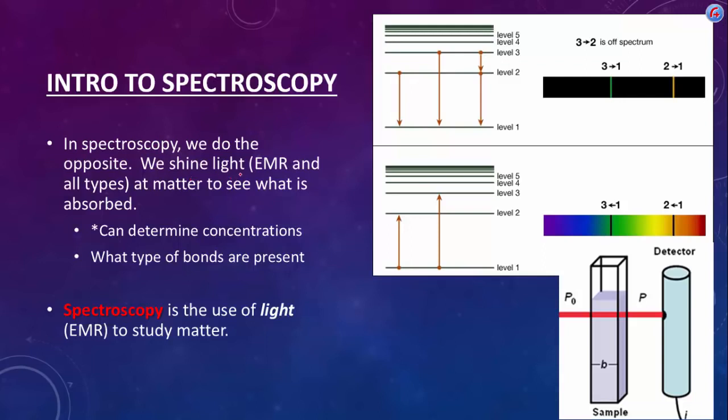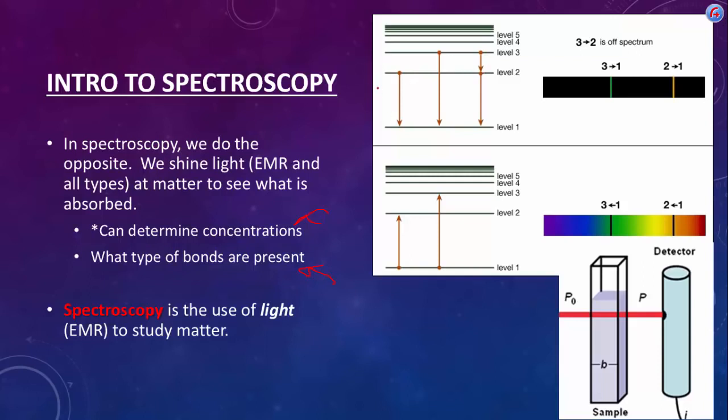So rather than seeing light coming off of matter, we're going to shine light at the matter, and it can be any type of light, like electromagnetic radiation, radio waves, microwaves, infrared, ultraviolet, ROYGBIV, etc. And basically we can use spectroscopy to determine concentrations of solutions. And at the college or research level, you'll look at what kind of bonds are present in a molecule. That's one way we can find what a molecule looks like.